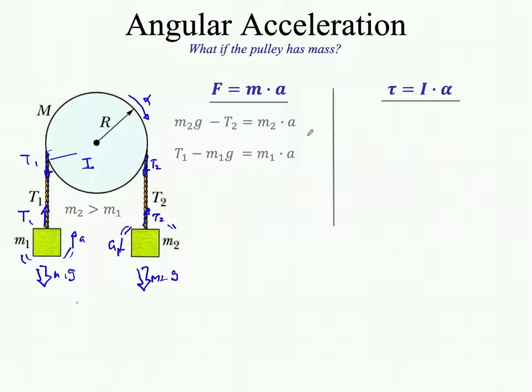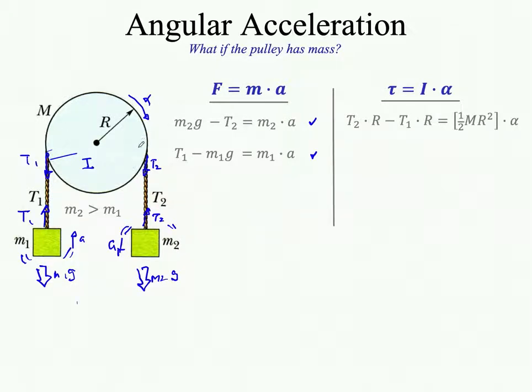Can I do anything with these two equations? The answer is no. I've got these two equations, but I've got three unknowns. T1's unknown, T2's unknown, and the acceleration's unknown. Two equations with three unknowns, not cool. But what I can do now is write this.